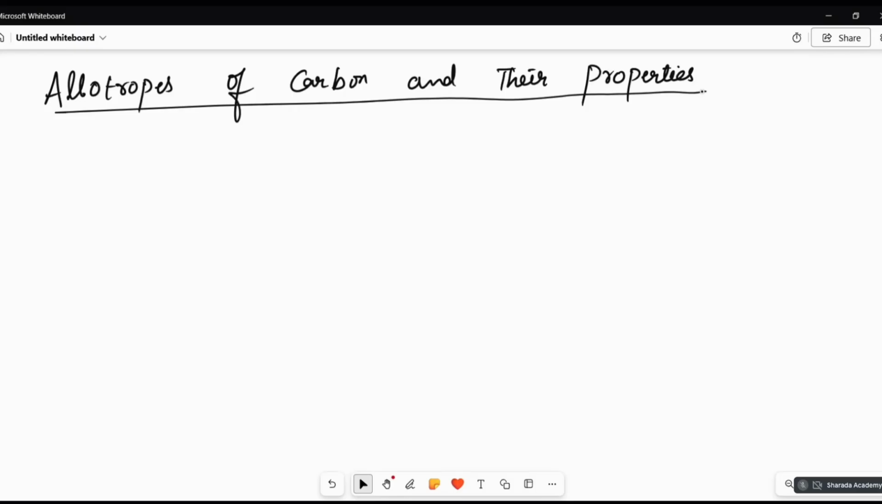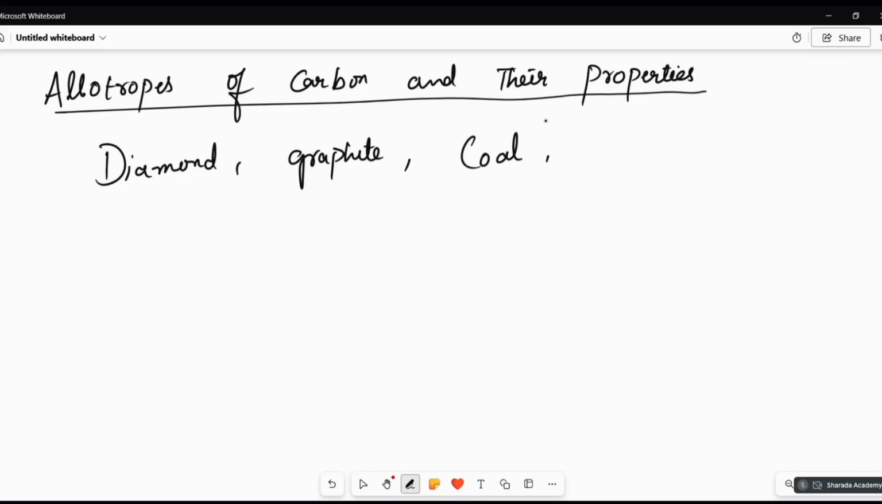Next topic: allotropes of carbon and their properties. What do you mean by allotropes of carbon? See, allotropy means elements exist in different forms. That means they have different physical properties, but the same chemical properties. For example, we have diamond, graphite, then we have coal.